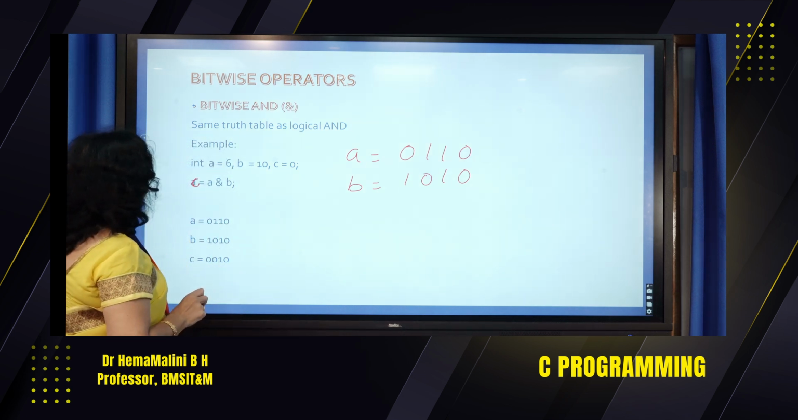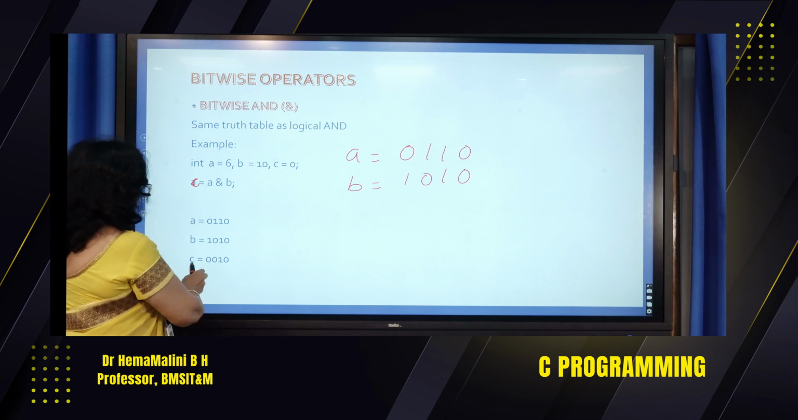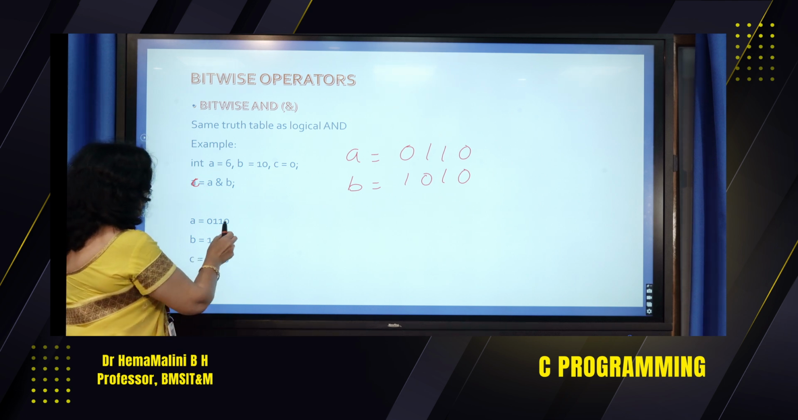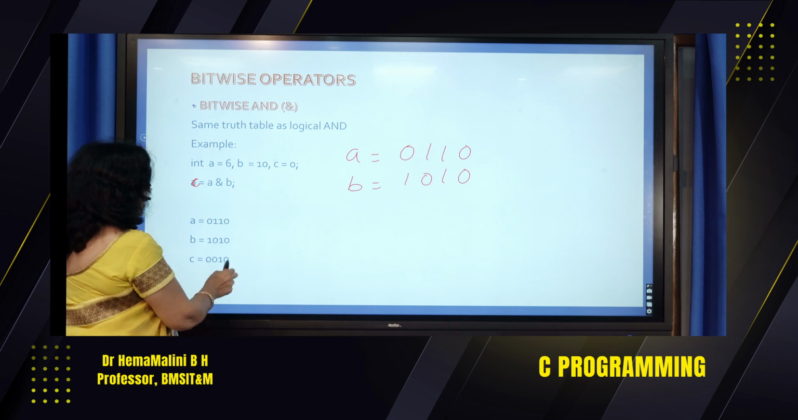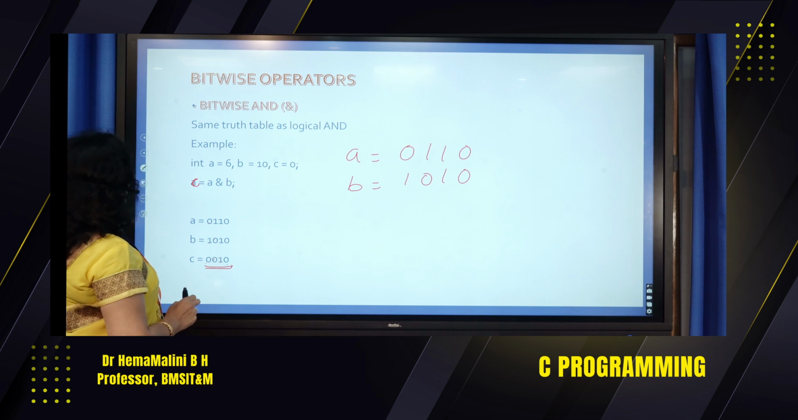C equals A ampersand B. So what is C? C is 0 and 0. This is 0. 1 and 1 is 1. 1 and 0, 0. 0 and 1 is 0. So this would be the result of bitwise AND.